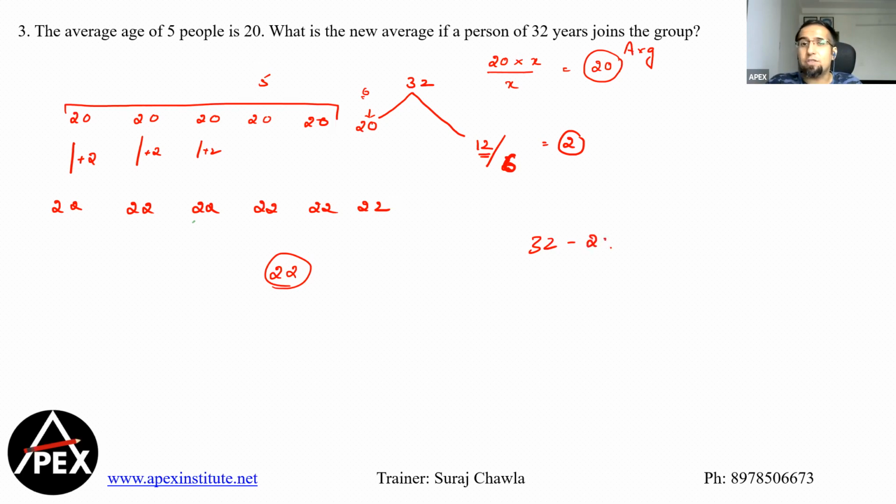Subtract the existing average. That will be my excess point. That means this guy brought 12 extra chocolates. You were 5, I joined you. That means now I will divide 12 by 6. That means each one of them has 2, 2, 2, 2, 2, and therefore the average becomes 22. Let's look at the questions and we'll discuss them.